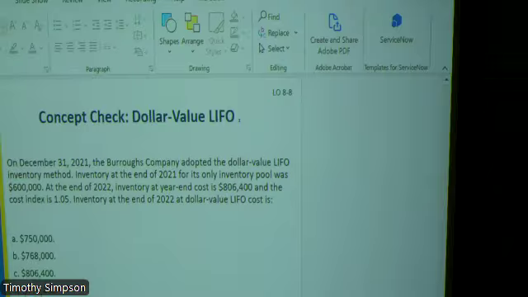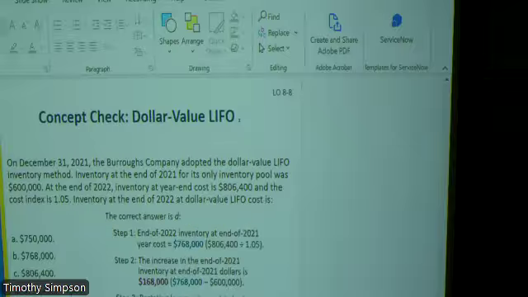So, all right, quick quiz here. We only have a couple of minutes. On December 31st, 2021, Burroughs adopted dollar value LIFO. Inventory at the end of 2021 was 600,000. At the end of 2022, which is a year from then, inventory cost was 806,400, and the index cost was 1.05, meaning that prices of their inputs went up by 5%. We don't know what the index was based upon. We don't care in this case. All we're trying to do is solve for the ending inventory at the end of 2022.